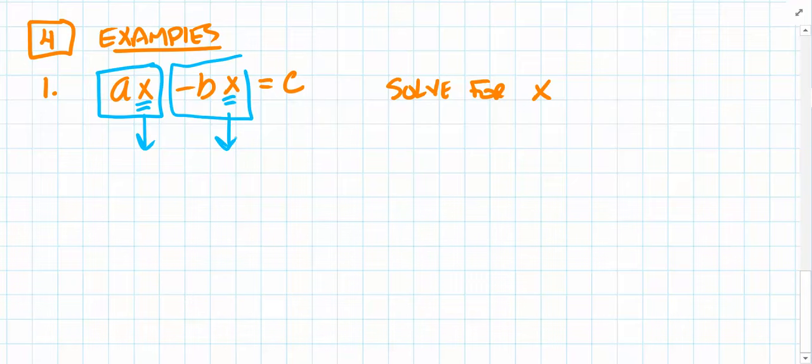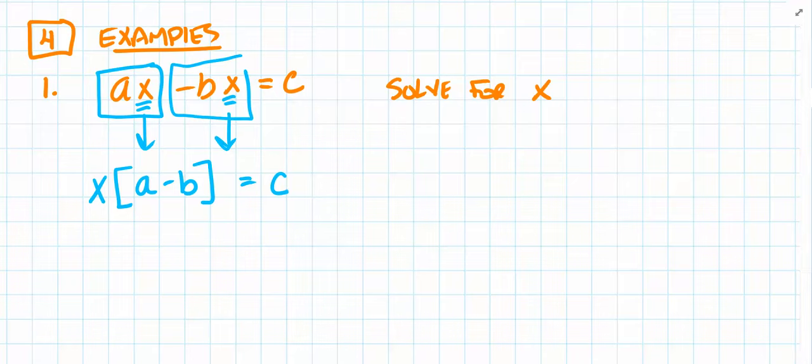So if they both have an x in it, I can do what's known as taking an x out, or I can factor out an x. We're going to get more into that, but that's what we're doing. And all it would be is this. If I take an x out, I would just have a minus b is equal to c. Notice that all we did was the distributive property in reverse. See that? That's all we did.